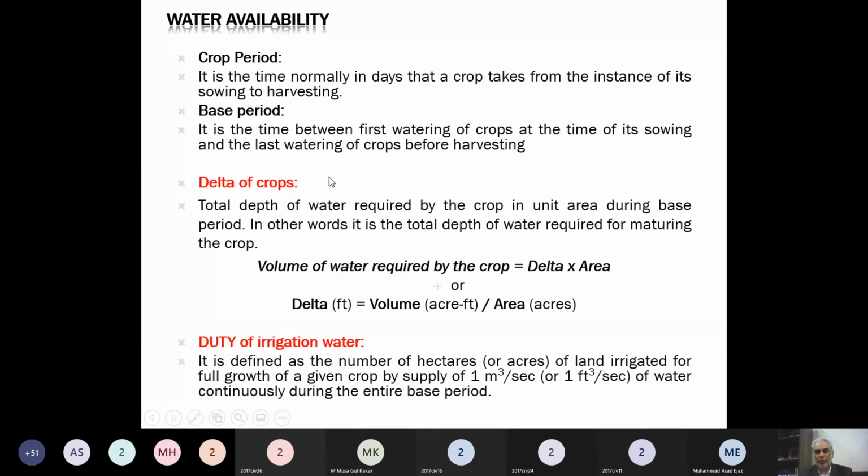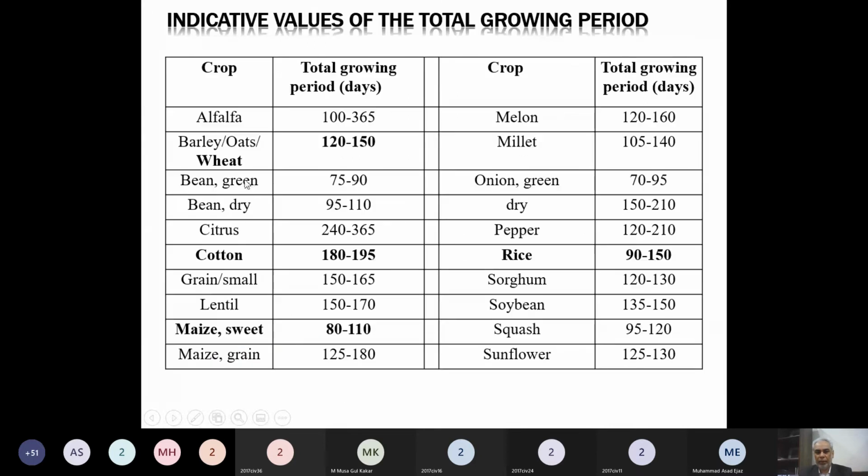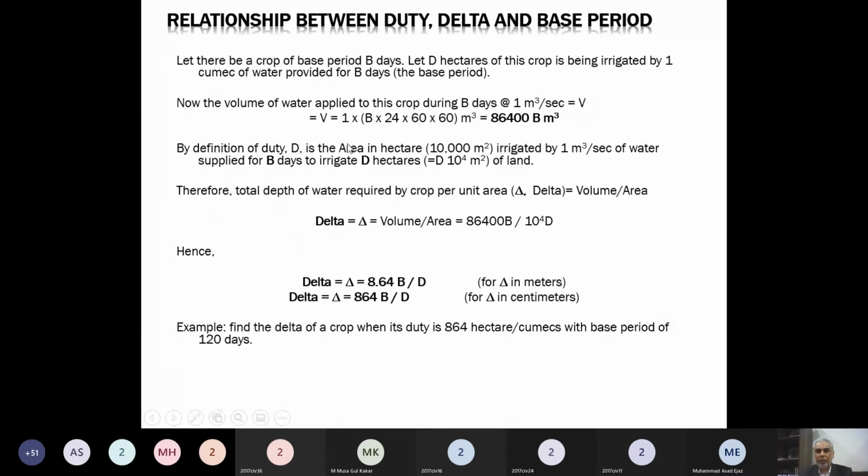So we should be familiar. I think I left this part. Where is that? Conversion of delta into duty. We know that delta is the total quantity of water which is applied to the land for a certain crop in depth unit. And duty is the area. Remember this, duty units will be area.